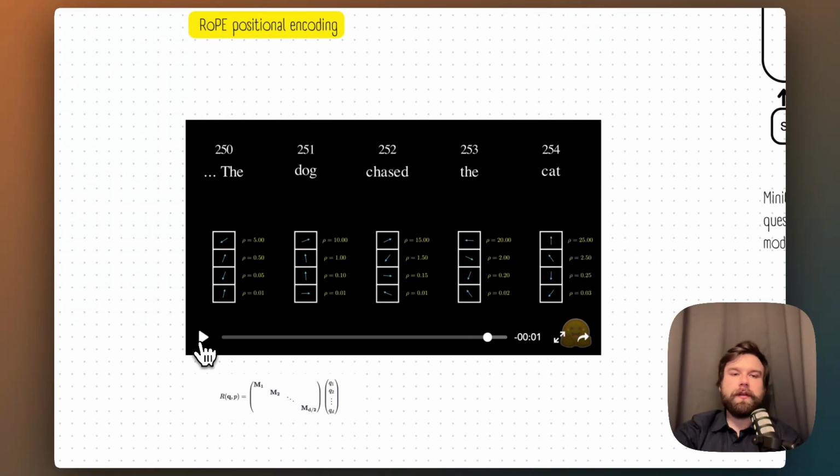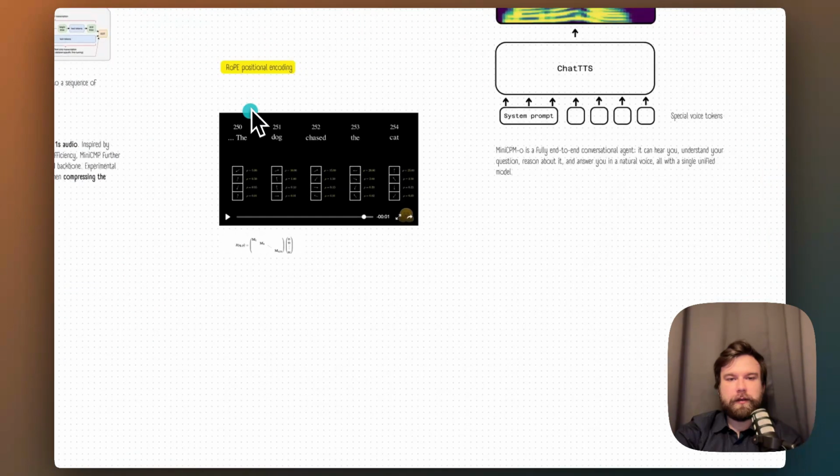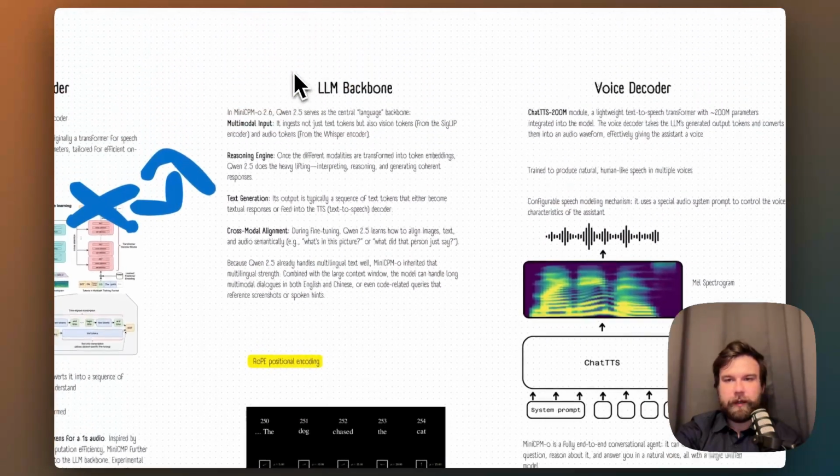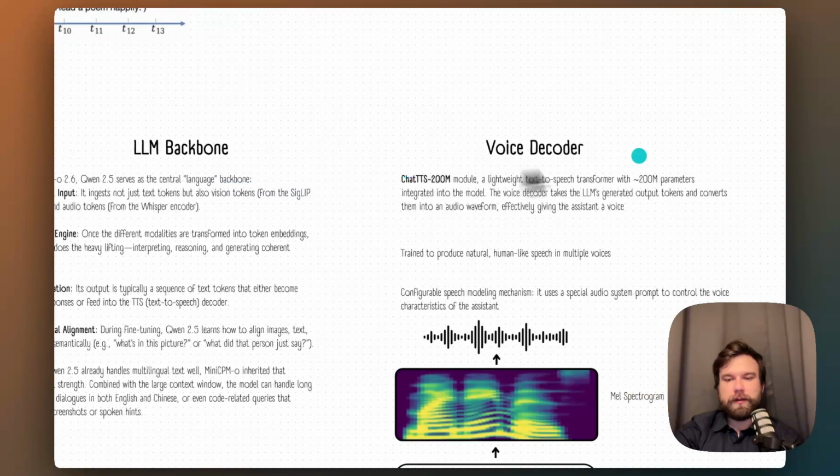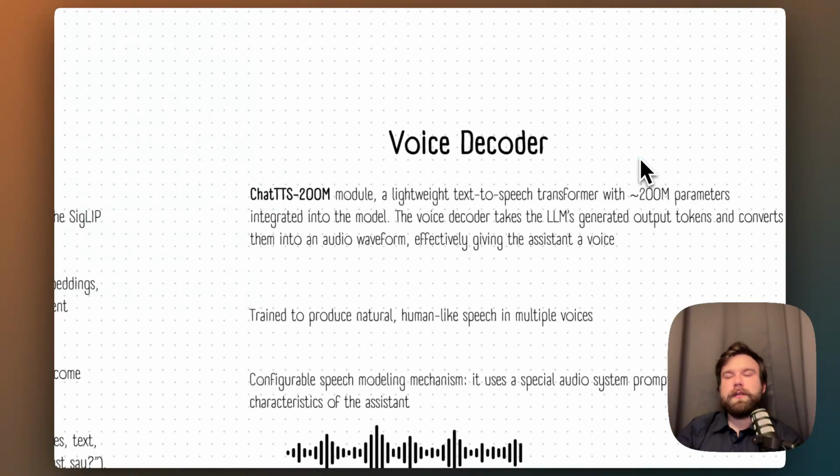And RoPE encoding is currently considered state-of-the-art positional encoding. So again, nothing new in this area, but using state-of-the-art components. And lastly, we have this voice decoder, right? So we said that the LLM generates a special kind of voice tokens as instructions on how to respond in voice. And the voice decoder uses those tokens to produce the audio.